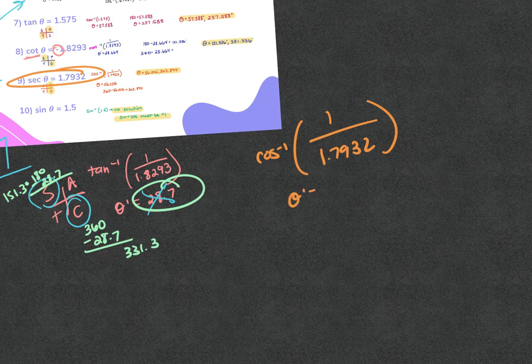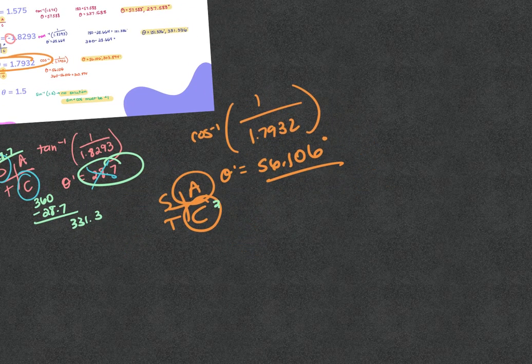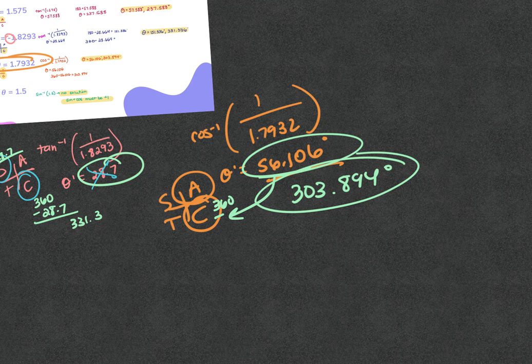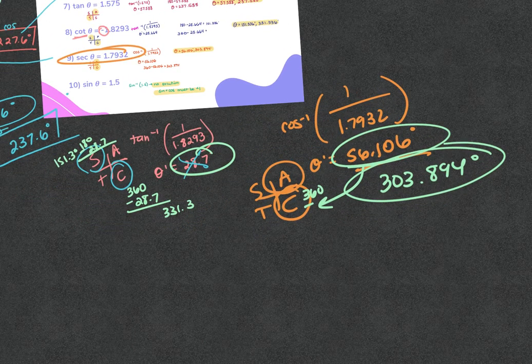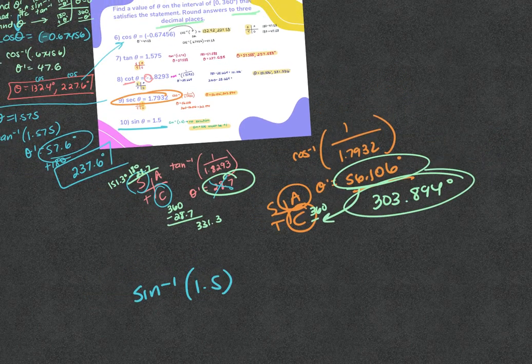And I get theta prime is 56.106. That's your reference angle. And because it's positive and cosine is positive in the first quadrant and the fourth quadrant, we get to keep this as an actual answer. And then in the fourth quadrant, we do 360 minus that, 303.849. And that's the second one. And then this last one, if you catch it, it says sine is bigger than 1. Sine can't be bigger than 1, so it would be no solution. If you did sine -1 of 1.5, you would get an error on your calculator, so it would be telling you that there's no solution.